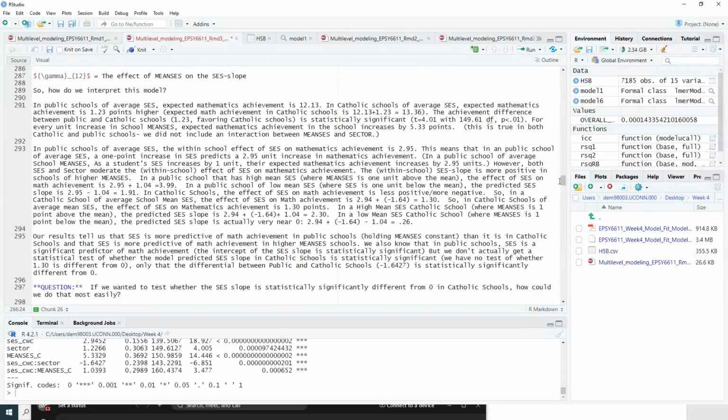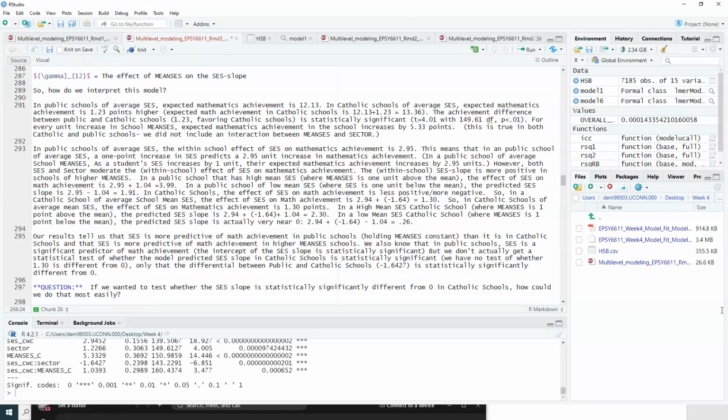All right. So in public schools of average SES, the expected math achievement is 12.13. That's my gamma not. In Catholic schools of average SES, that expected math achievement is 1.23 points higher, right? Which is that gamma not 1. And if I wanted to know what the expected math achievement is in Catholic schools, then I add 12.13 plus 1.23, and I get 13.36, right? And the achievement difference between public and Catholic schools is actually 1.23, favoring the Catholic schools. And it is statistically significant, okay?